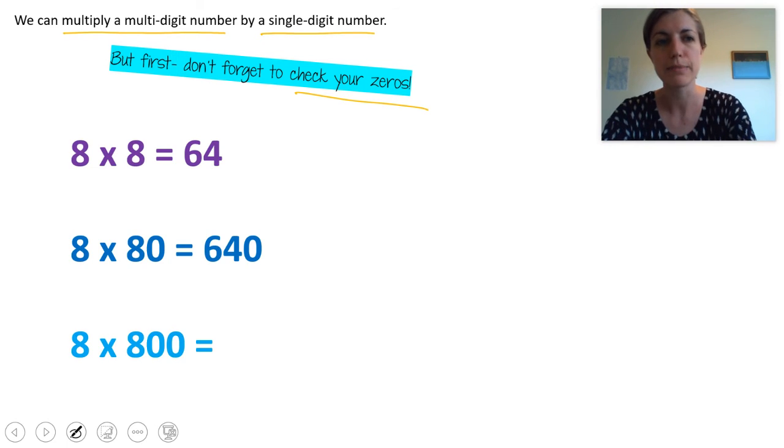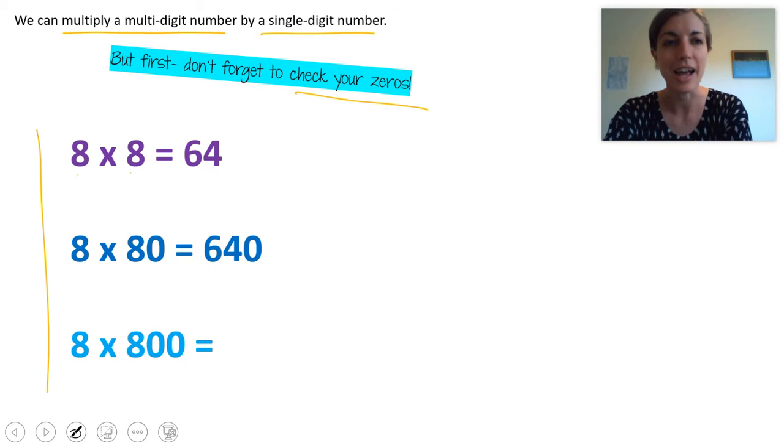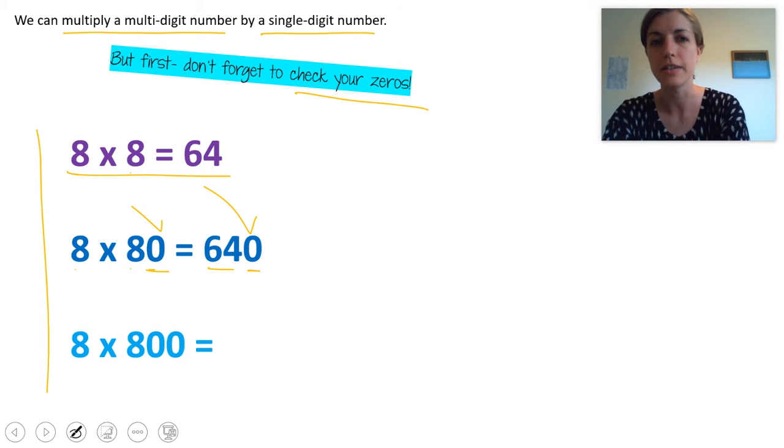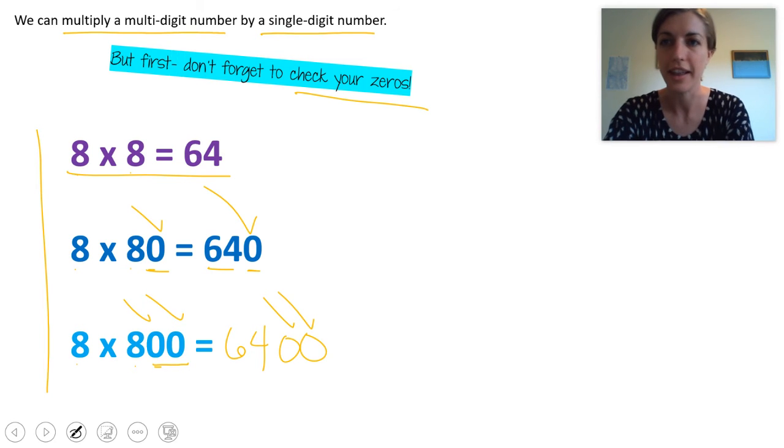So take a look at this pattern right here using this equation, 8 times 8. If I know that 8 times 8 equals 64, then 8 times 80 would equal 64 tens, or 8 times 8 tens equals 64 tens. So I check my zeros to get it carried into the product there. Then 8 times 8 hundreds would be 64 hundreds. There's my two zeros, both getting carried over like that.